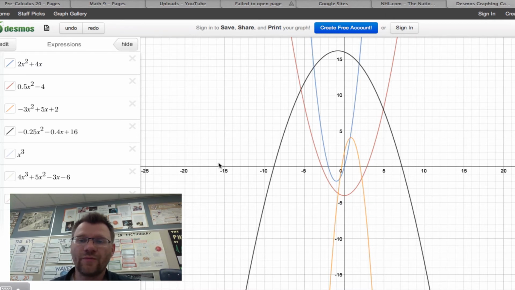Now, looking at turning points for parabolas, it looks like there's only going to ever be one turning point, and that's at what we call the vertex. And that's because if we look at the red graph, it's decreasing, it's going downwards, and then it hits its turning point, and then it starts going upwards. The black graph, it's opposite, it's increasing, hits a turning point, and now it's decreasing.